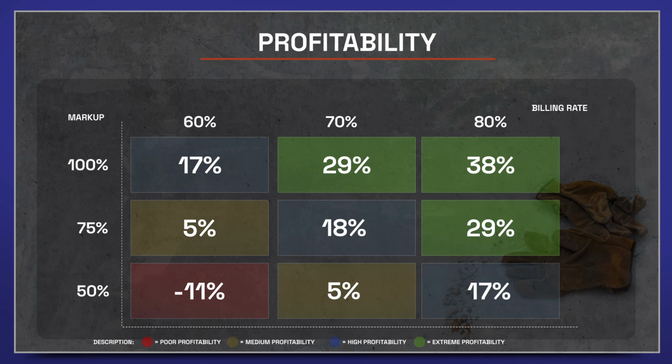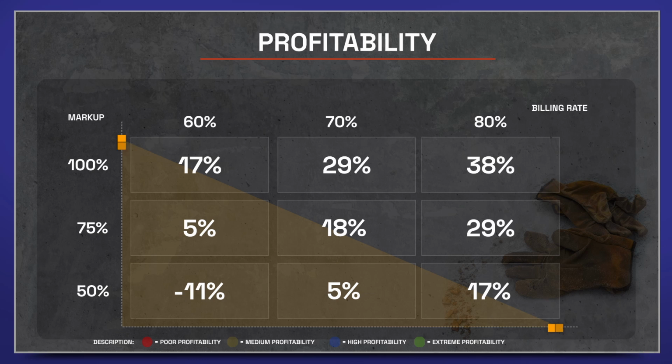One failed job could make the company slip into the poor profitability sector or even result in the company going bust. So what do you need to do to move into the high profitability sector? Well, you would need to do at least 2 things. First of all, diligently focus on improving your markup, and secondly, focusing on improving your billing rate.